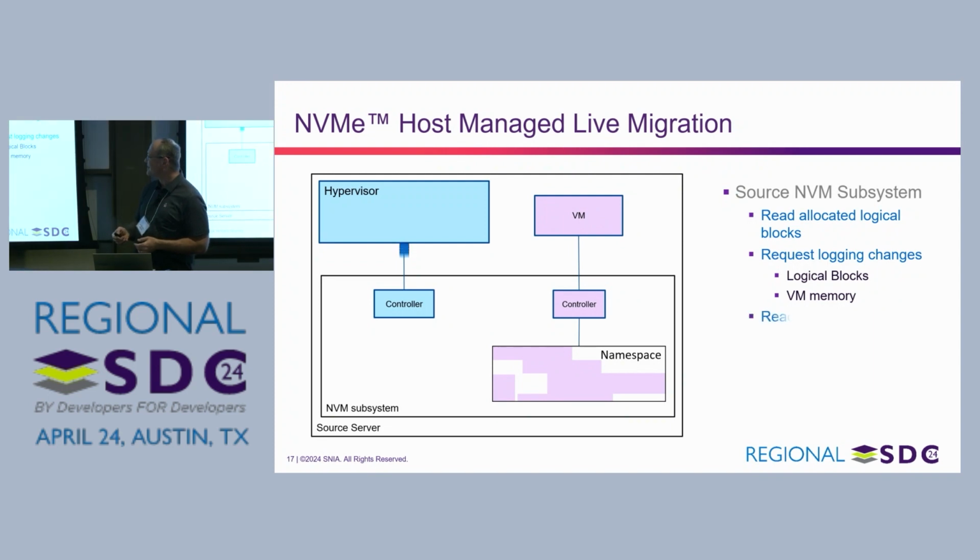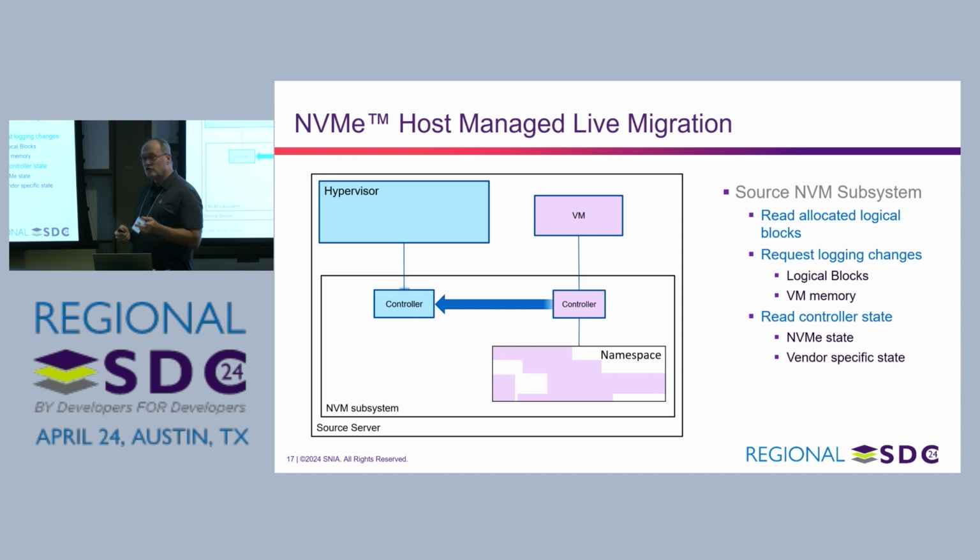Okay, wrong button. All right, the next one is you have to have the ability to read the controller state of the controller being migrated. So there'll be a command that says, go get the controller state. And when the controller state comes back, it's actually going to provide two pieces of information. One is NVMe state that we're defining by NVMe. And then there's also going to be a way to do vendor-specific state, because you're going to have vendor-specific capabilities, and then they can define what state goes across there.